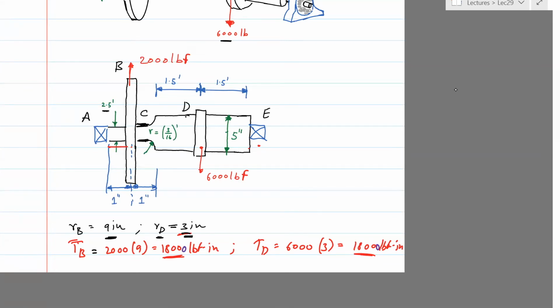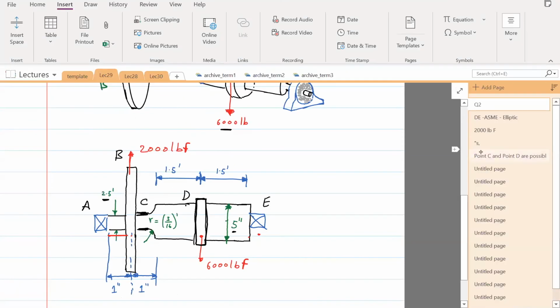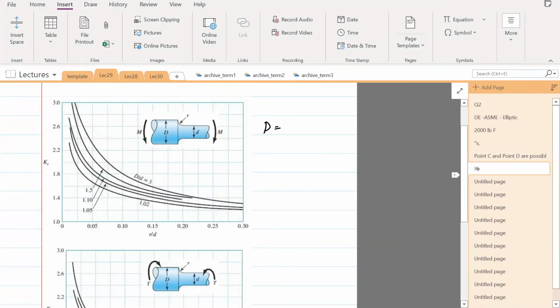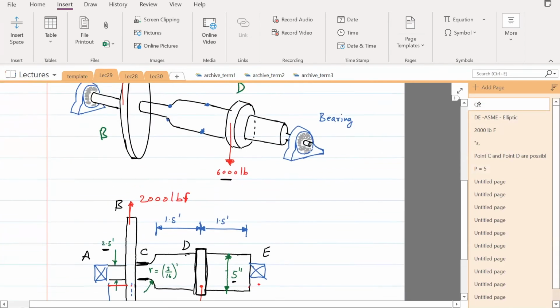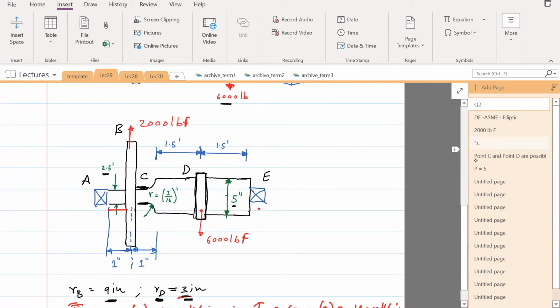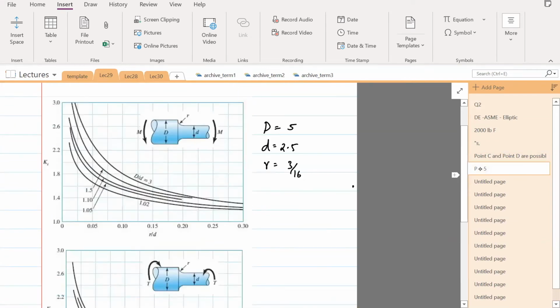This is the diameter of this shaft, it's not that of the gear. So it's 5 for capital D and 2.5 for small d. Here capital D is 5, small d is 2.5, and we're given the radius. It is 3/16 of an inch. Okay, so we're all set to compute these numbers.